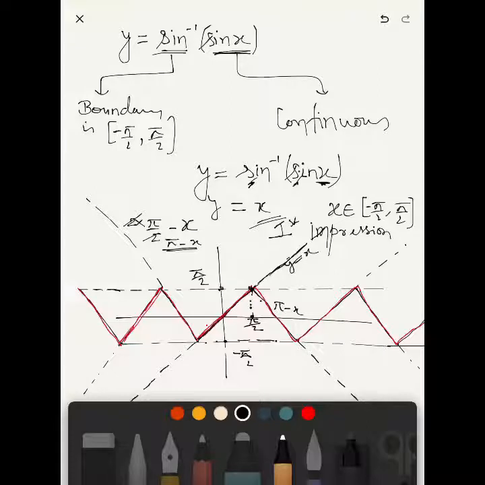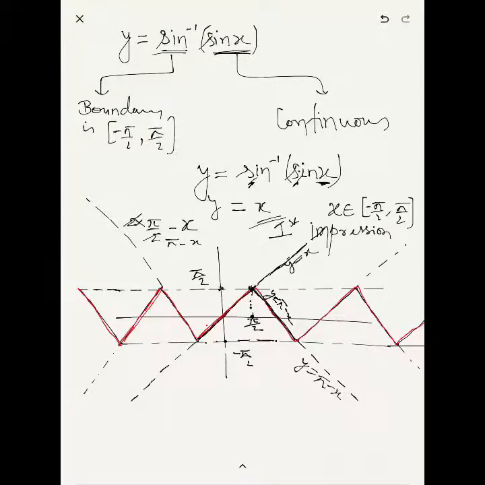Let me write it down more clearly. This is y equals to pi minus x, the equation of this line. I hope you are getting that the equation of this line is y equals to pi minus x.